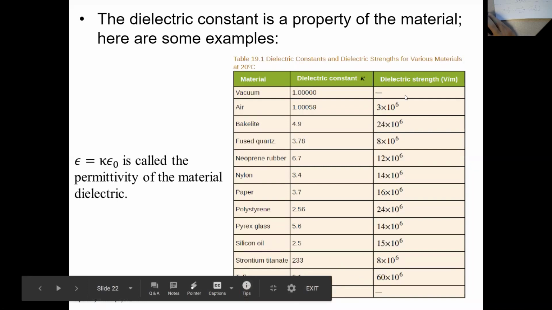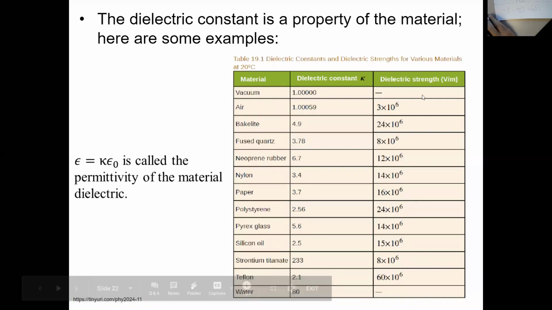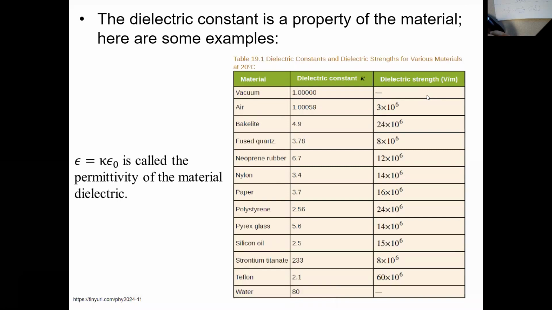Now the last column here is about dielectric strength. We'll talk about this, but if you apply too much voltage across an insulator, it will break down the material and make it become a conductor. Basically, you can tear the electrons off the atoms and make them movable.